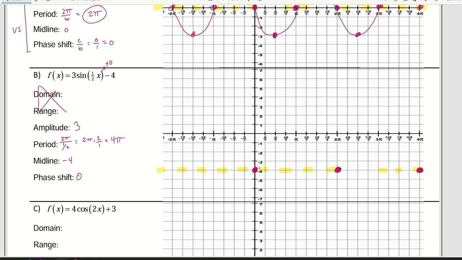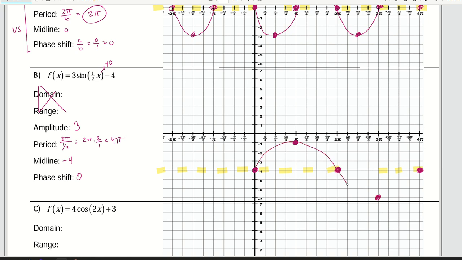Directly in between these 2, and this time it would be at pi, we go up our distance of our amplitude. So 1, 2, 3. And since it's positive, now we peak first. In between our last two midline crossings, at 3 pi, we go down 1, 2, 3 to our trough.